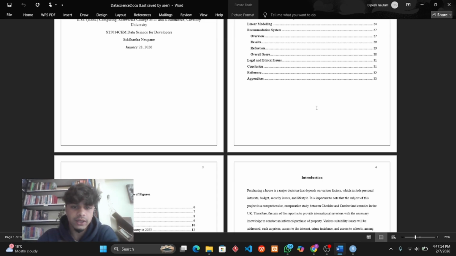Now let's look at the data sources. To ensure reliability and accuracy, all datasets were collected from official UK government sources. This includes house price data from the UK Land Registry, broadband speed from Ofcom and the Department for Digital, Culture, Media and Sport, crime data from data.police.uk, and population and geographic data from the Office for National Statistics. All data used in this project is publicly available and GDPR compliant, ensuring ethical and legal use.